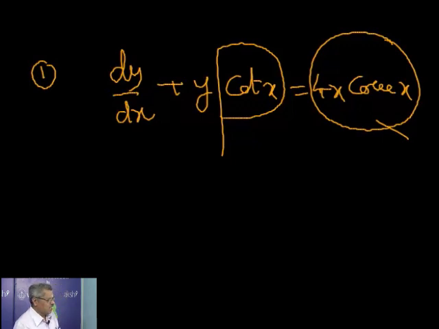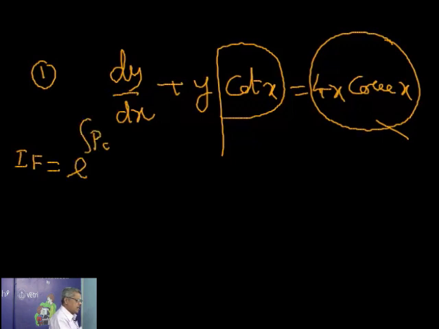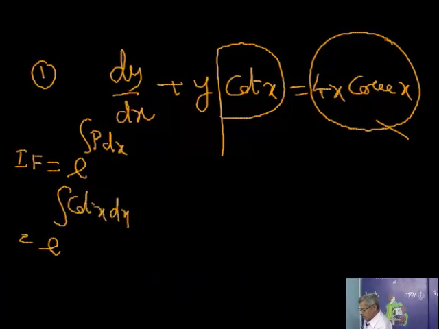So that is understood. Therefore, our integrating factor will be, this is a linear equation in y, because p and q are functions of x alone. So the integrating factor will be e power integral p dx. That is e power integral cot x, that is e power log sin x. Integral cot x is log sin x, because differentiating log sin x, 1 by sin x times cos x is cot x. Therefore, we get log sin x.